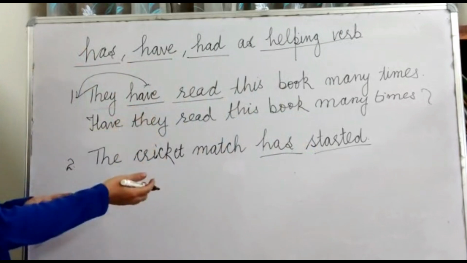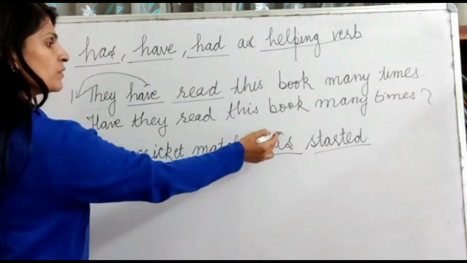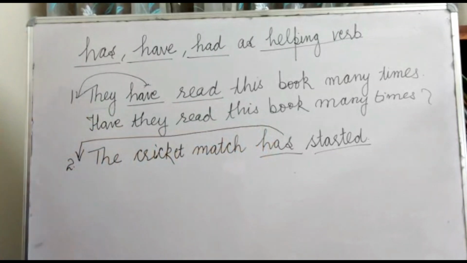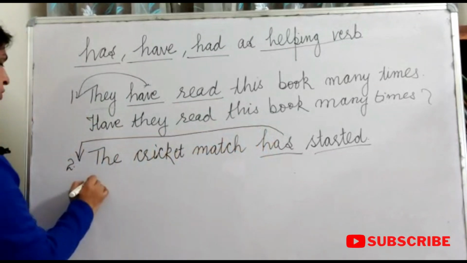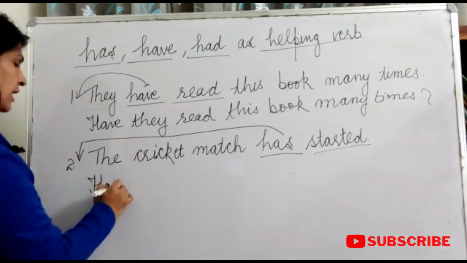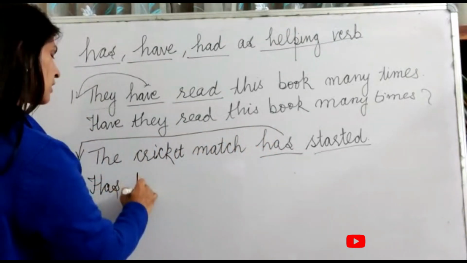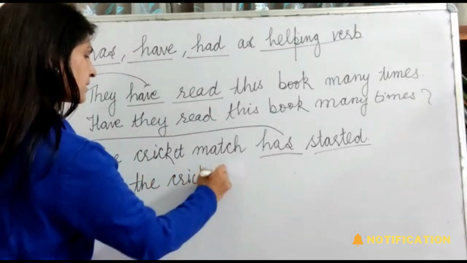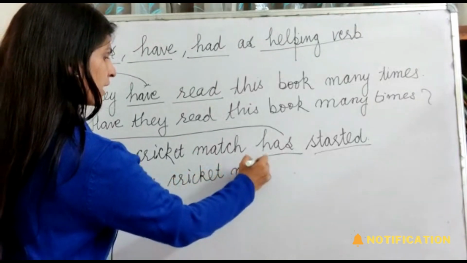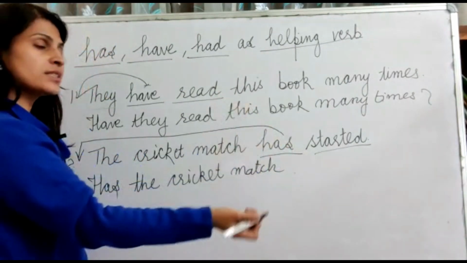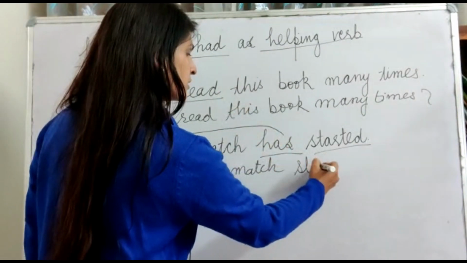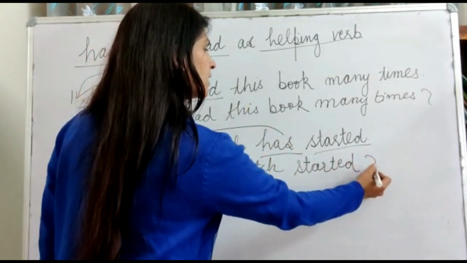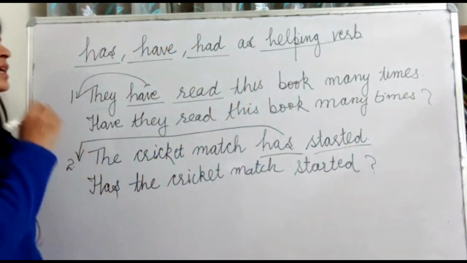Now we will change it into a question. So how will we change? We will bring has before the subject in the sentence. So the sentence will be, has the cricket match started? Has the cricket match started, and then the question mark in the end.